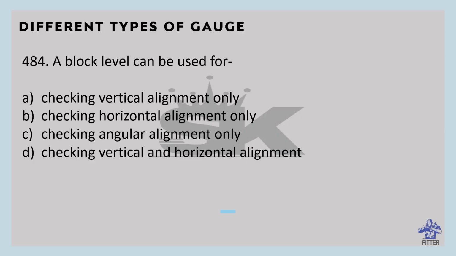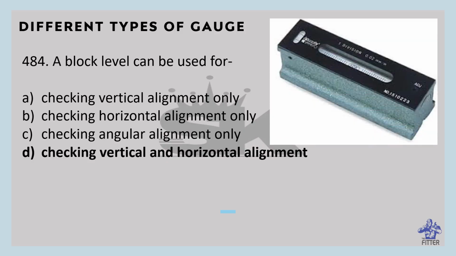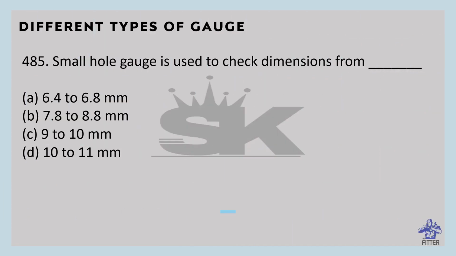A block level can be used for vertical and horizontal alignments. This is the block level. A small hole gauge is used to check dimensions from 9 to 10 mm. It is a precision instrument tool that is ideal for measuring small holes, slots, and recesses in all kinds of work. A small hole gauge is also called a transfer gauge.